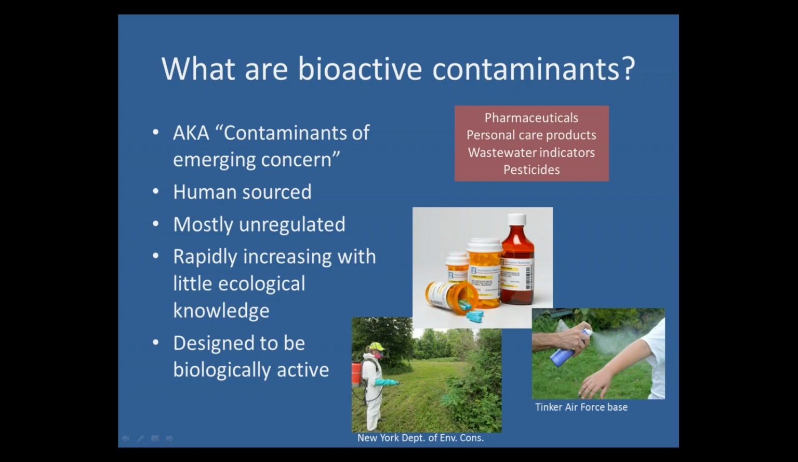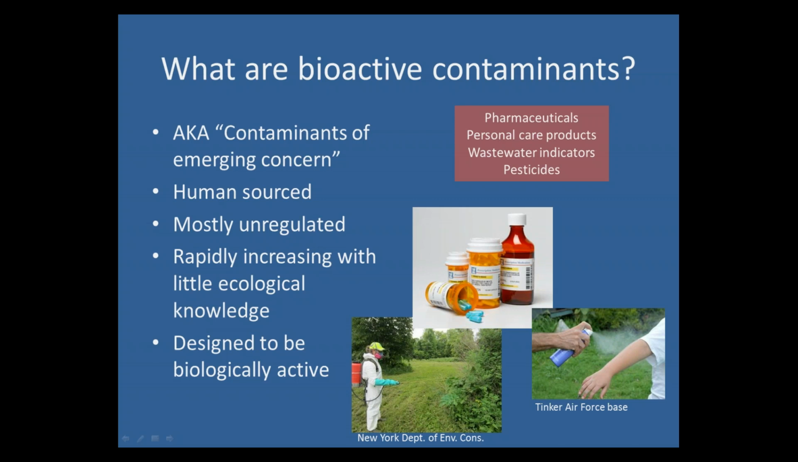The second thing they have in common is that they are mostly unregulated. What that means is that there's not any kind of benchmark or water quality standard from a state or from the EPA that says you're not allowed to have more than this in the waters around us. And generally speaking, you can't have a benchmark or a standard unless you know what a safe concentration is. So for the most part, these aren't regulated not because we know they're safe, but because we don't know what that safe concentration is. They're also rapidly increasing in the environment, but with little ecological knowledge about what's happening once they're in the environment.